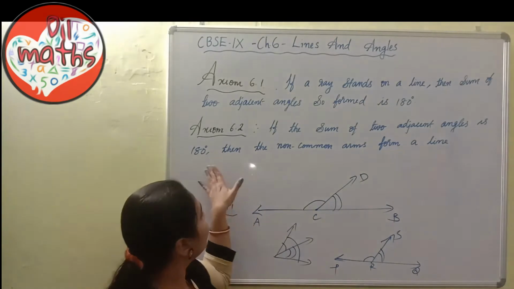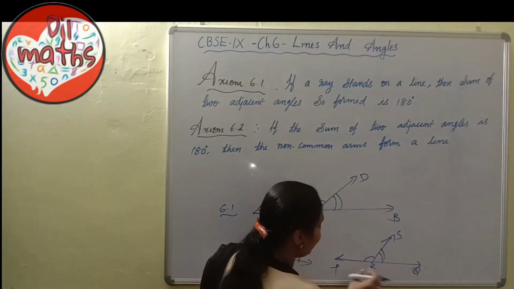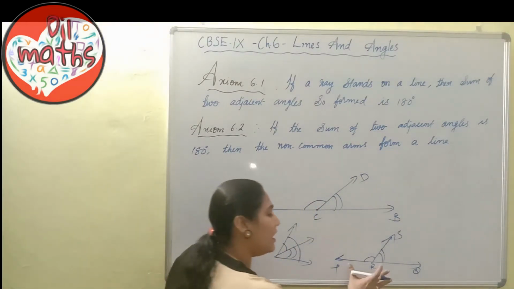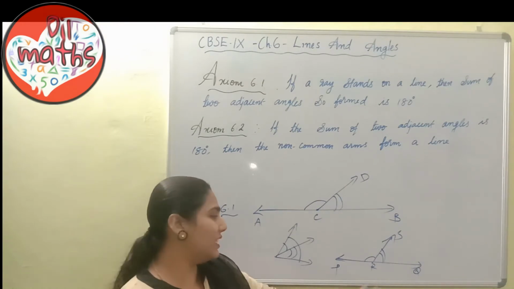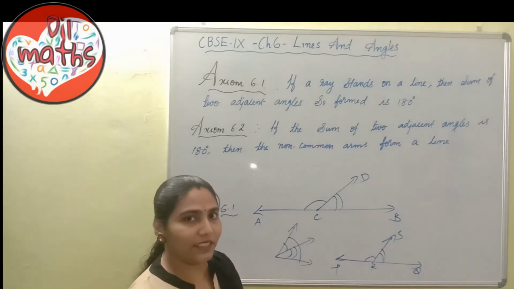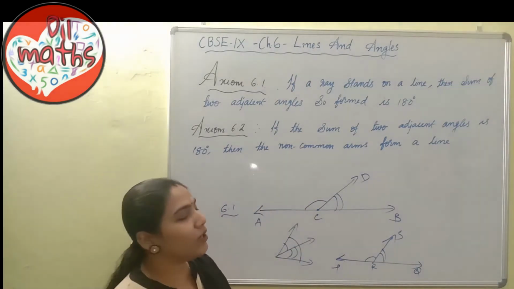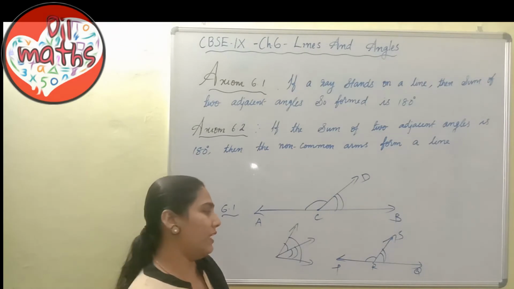So if you add these two adjacent angles, you will get 180 degrees. Then what will happen? Then the non-common arms form a line. Which are the non-common arms? PR and RQ are the non-common arms. Definitely that will form a line, isn't it? Here PR and RQ formed a line. So that is axiom 6.2. If the sum of two adjacent angles is 180 degrees, then the non-common arms form a line.